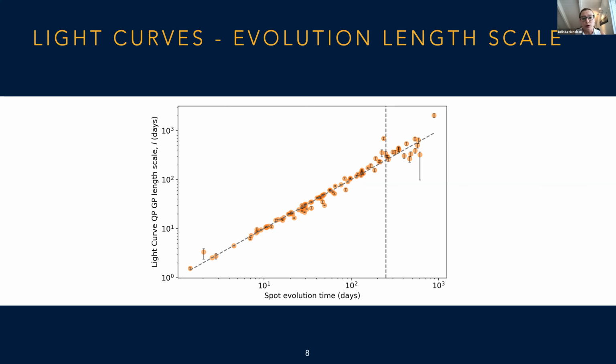Things to note also on this plot. I've got a vertical dashed line, and that's the 250-day mark. That's the extent of our time series data. Now, we do have some input spot evolution times, some length scales, that are longer than that. And we can see that past that point, it doesn't really fit so well.